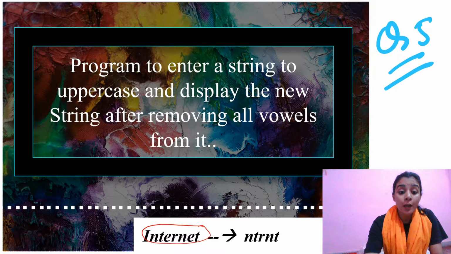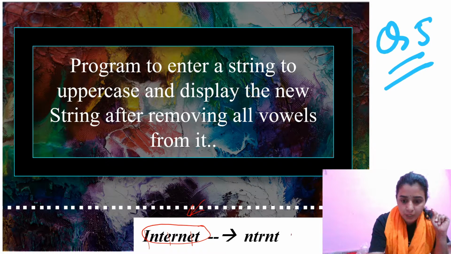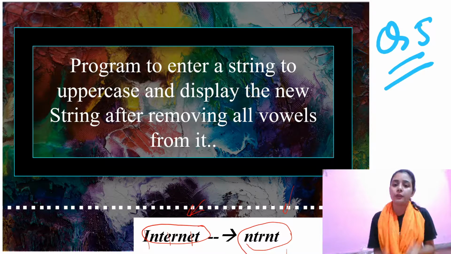So the user will enter a string. At that time, in the main code, we have to remove the vowels from that string, and after removing the vowels, whatever the string is, we have to print it. So this is the thing, and for that we have to write the code. I hope you understood the main concept here.